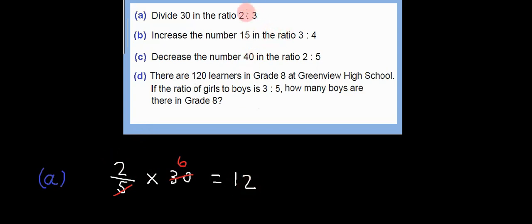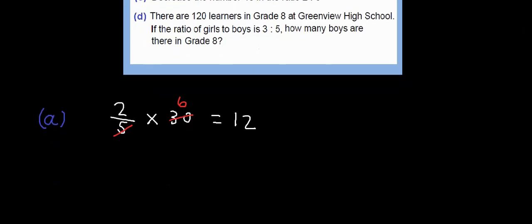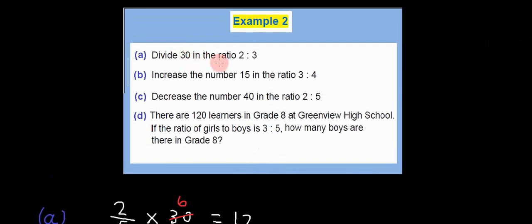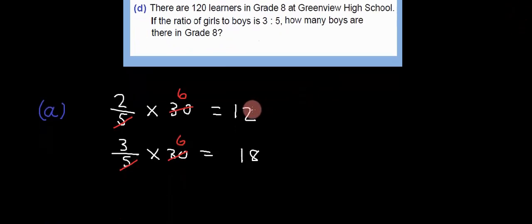Now we take 3/5, so 3 over the total, and multiply 30 by it. And of course, 5 into 30, 6 times. And 3 times 6 is 18. So now we have divided 30 in the ratio 2:3. So the answers are 12 and 18.